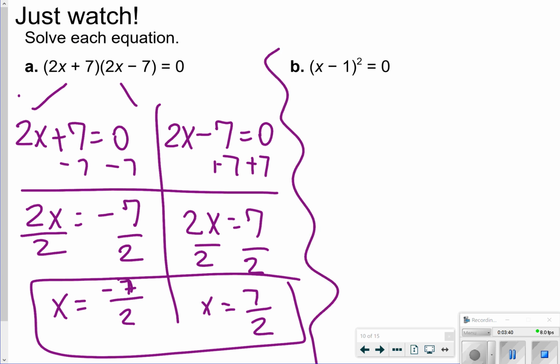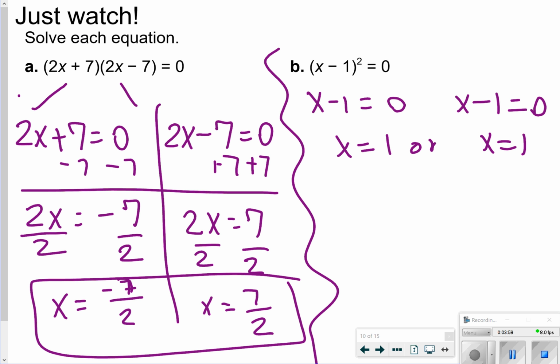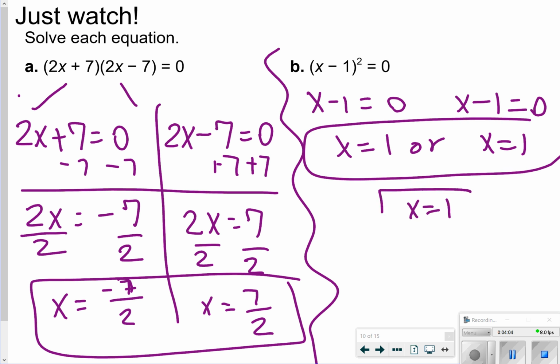Letter B kind of takes it back to what we just learned about, which was the special products of factoring. And this just basically means that there are 2 x minus 1s. So again, if you separate them, you get x minus 1 is equal to 0 for both, and both your answers are going to be equal to 1. So you could say x is equal to 1 or x is equal to 1, or you could just say x is equal to 1. Either one of these answers works though.